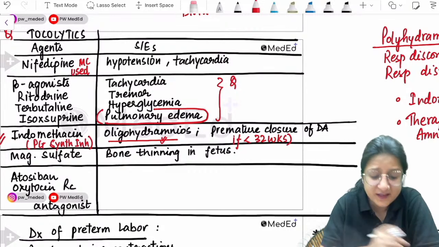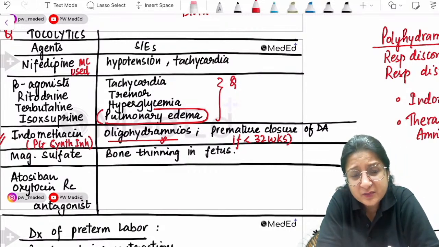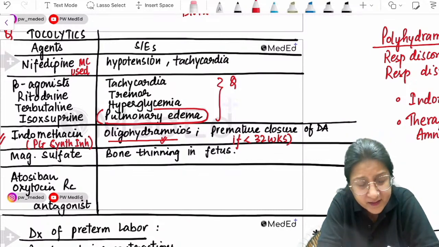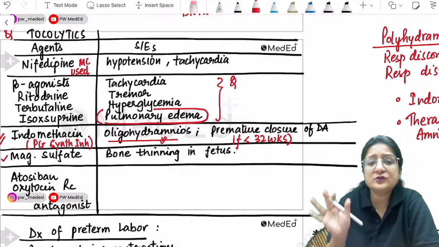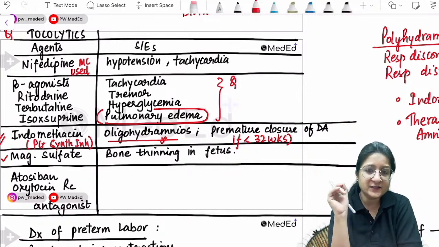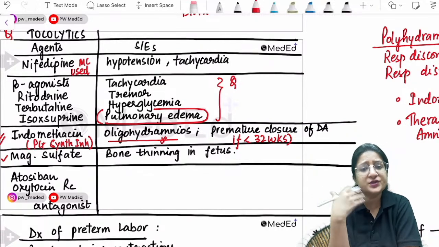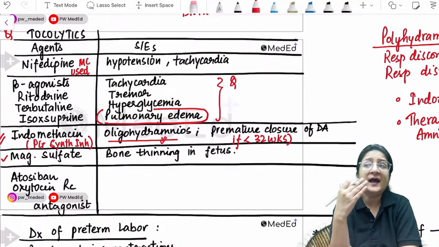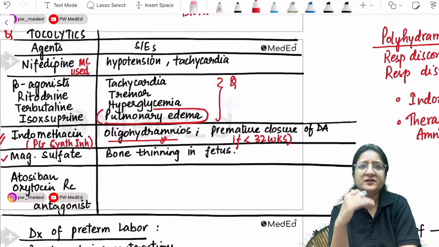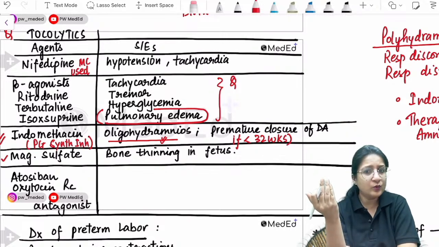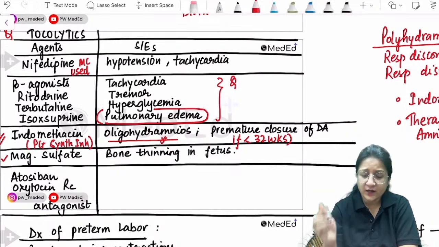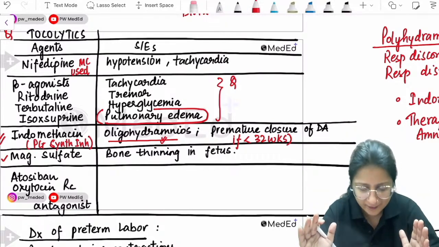Now, magnesium sulfate also has a tocolytic action, but long duration use of magnesium sulfate can cause bone thinning in the fetus. And magnesium sulfate is not used as a tocolytic agent in clinical practice, because the dosages at which magnesium sulfate has tocolytic action are the very same dosages at which side effects are also more likely, around 8 to 10 milliequivalents per liter. So magnesium sulfate is generally not preferred.